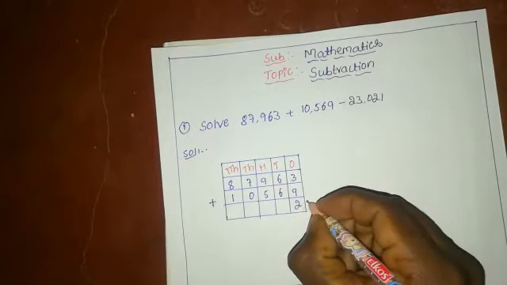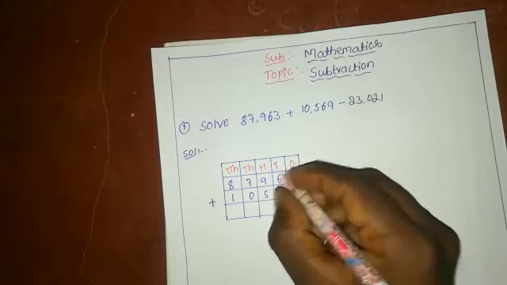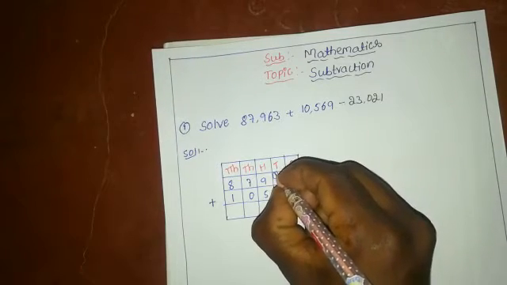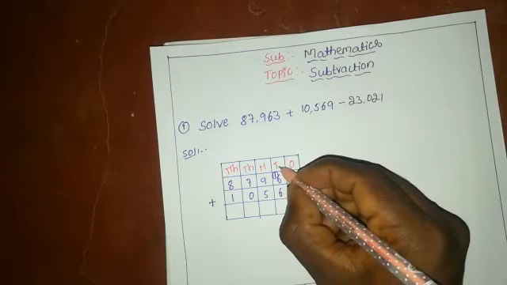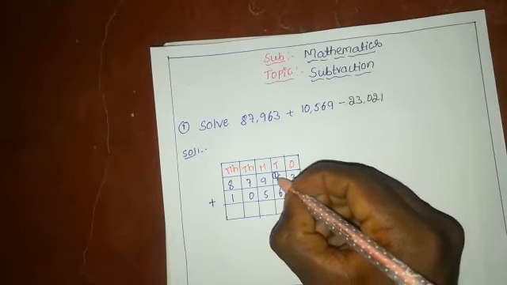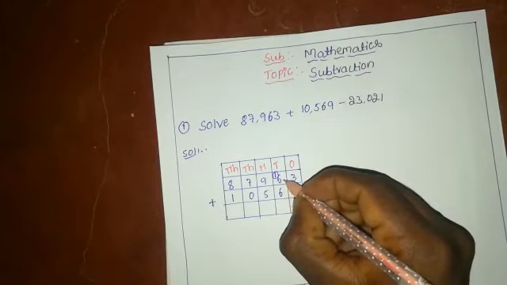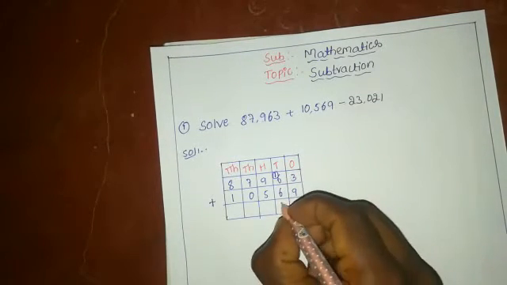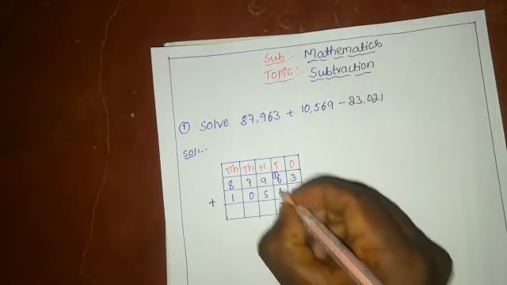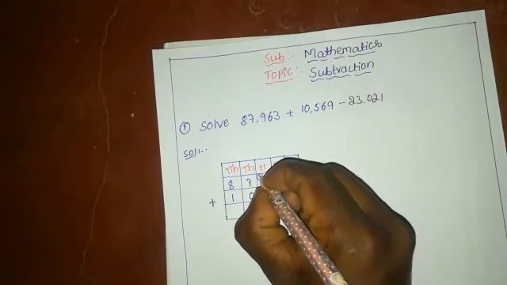For 12 we write 2 here and 1 is carried. Now in the tens column we have 6 and 6 and 1 carried. We have to add these three. 6 plus 6 is 12, 12 plus 1 carry is 13. For 13 we write 3 here and again 1 is carried.